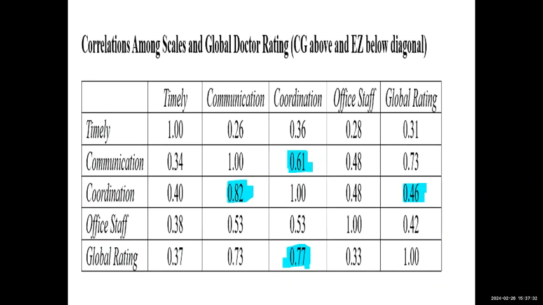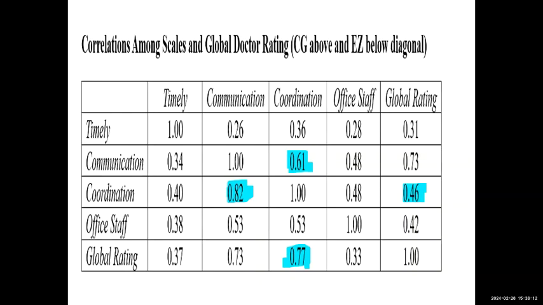So the next thing was correlations among the scales and the global rating of the doctor. And we basically had pretty similar correlations. The CG is presented above the diagonal, EZ is below. One of the things that we often find is that communication by providers has the strongest correlation with the global rating of the provider. And that is the case here with the EZ below. The correlation of communication with the global rating at the very bottom is 0.73. And it turns out coordination was also very highly correlated, 0.77.